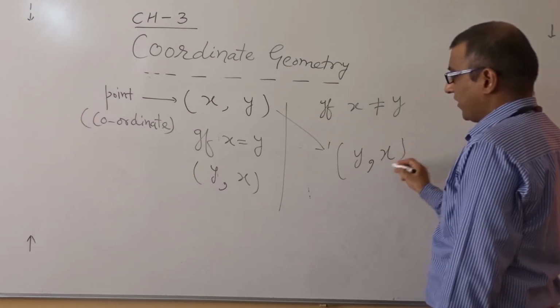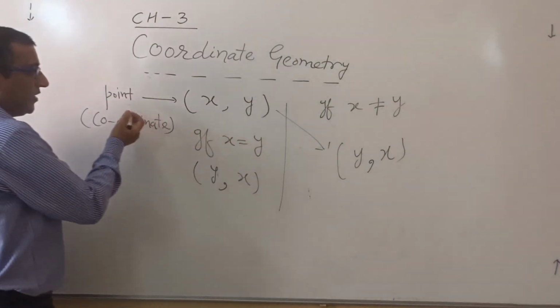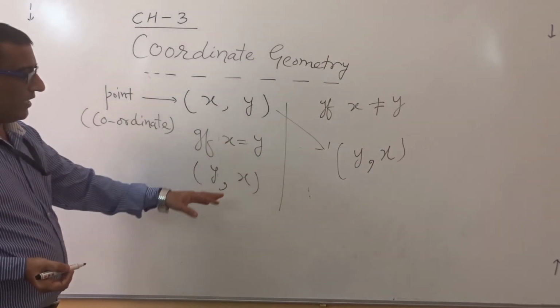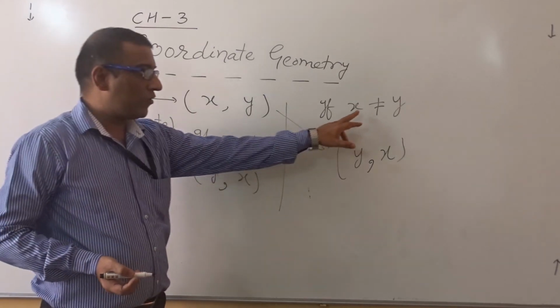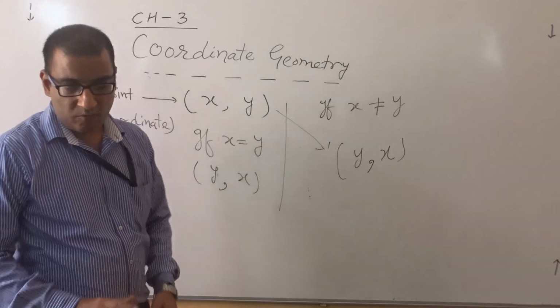Again I am repeating, x comma y is a point, it is also known as a coordinate. If x equals y, then we can say this point is equivalent to y comma x. But if x is not equal to y, then we cannot write x comma y as y comma x.